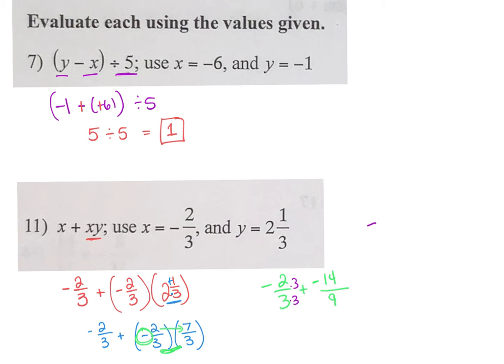So I get -6/9 plus -14/9. I'm just adding two negatives. When you're adding the same sign, you just add and keep the sign. So what is 6 plus 14? Yeah, so I'm going to say -20/9. That was my answer there. -20/9.